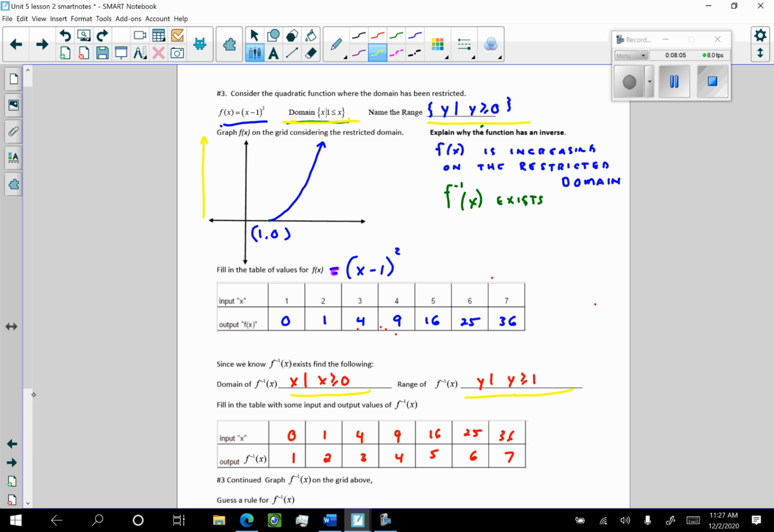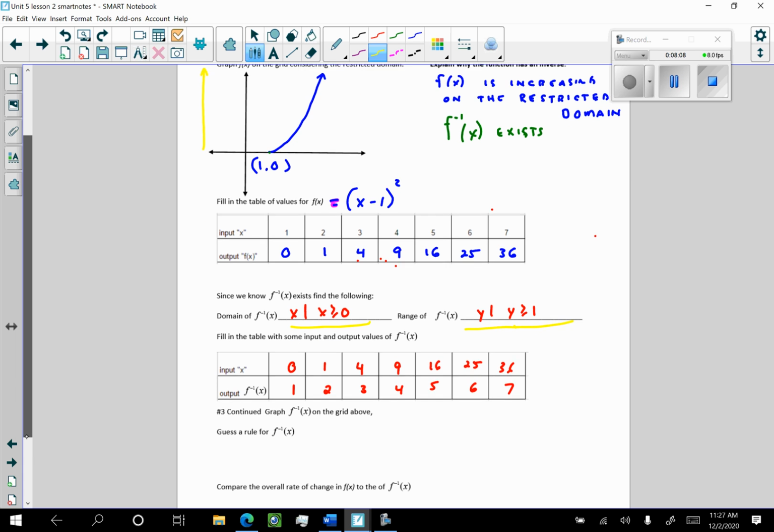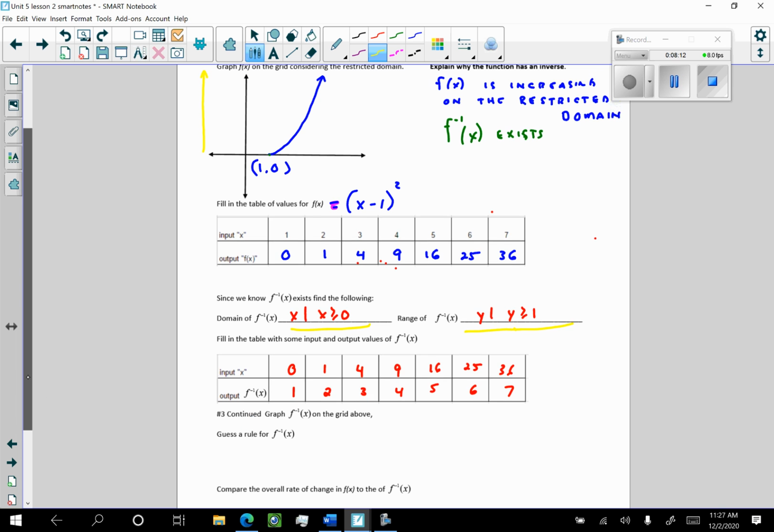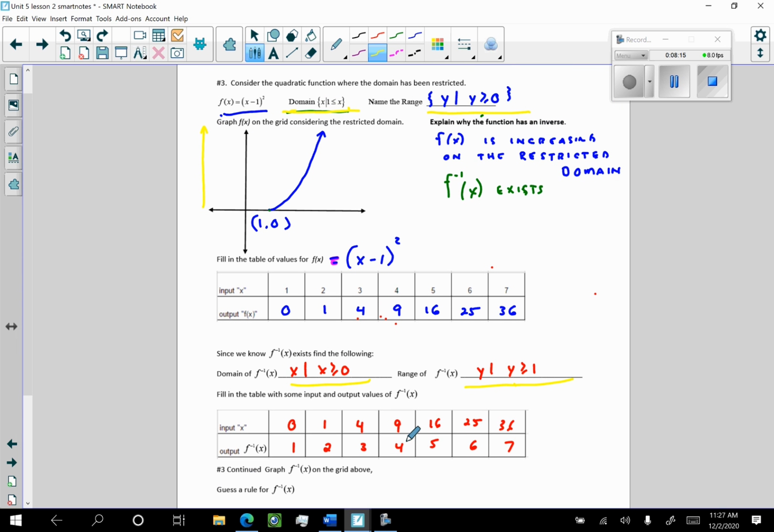All right. And so what I want to do here is graph the inverse on the grid above. So what am I going to do? Well, the first point I have is 0, 1. I'm going to graph that. I'm going to zoom out a little bit. I'll graph it in red. And then I have 1, 2. I have 4, 3.